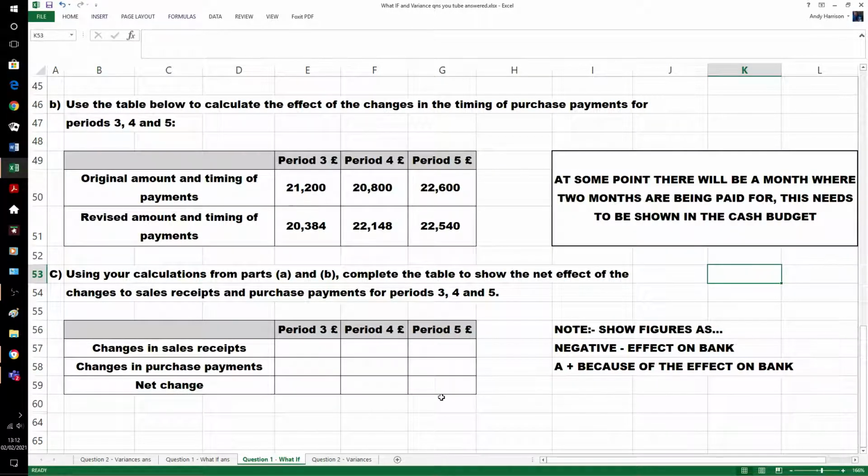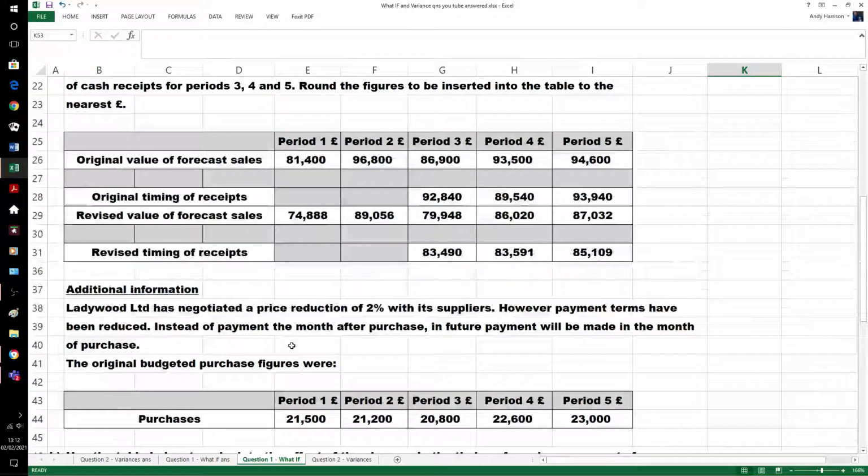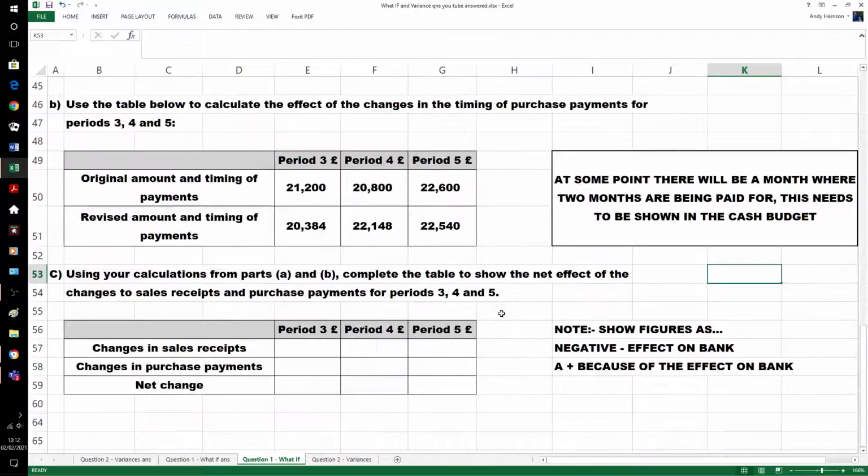So this is virtually getting to the end of it. So we're talking about the effect on the bank balance. So negative numbers if it's going to affect our bank balance negatively, positive if it's more money in the bank. So this is more money in the bank. However, the receipts are all negative, negative, negative, negative. So getting it the right way around, it's G31 and G28.